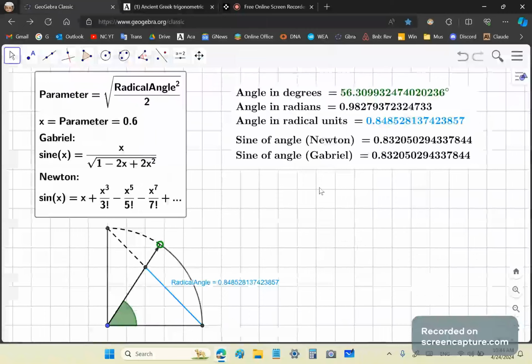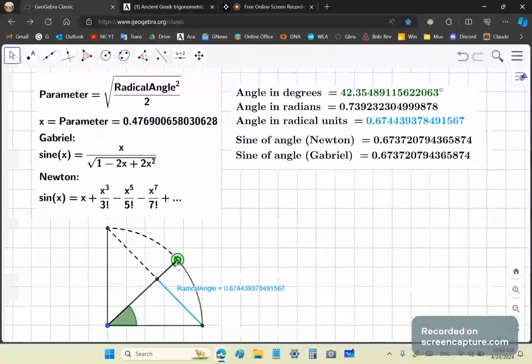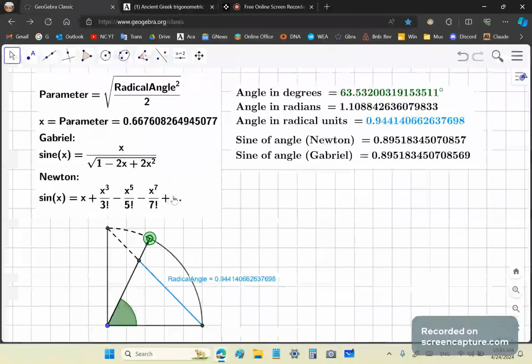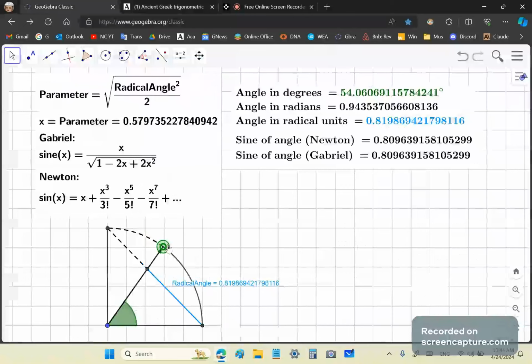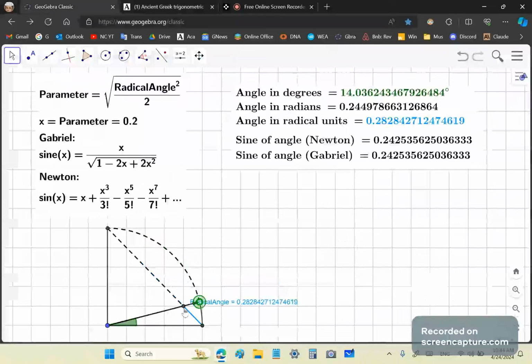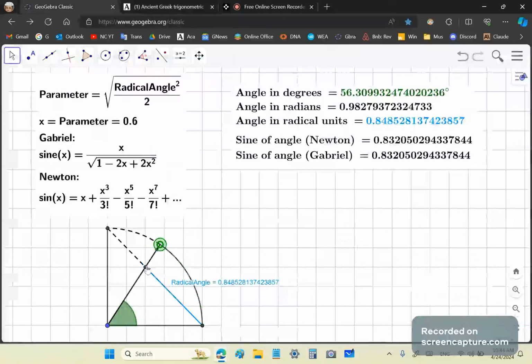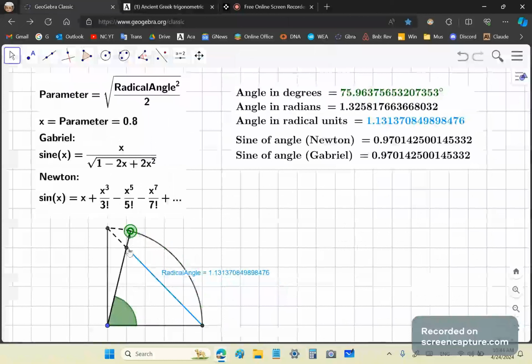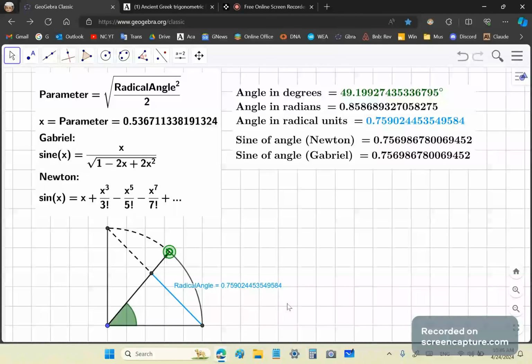But anyway, the sine of this angle here is given by these values, and notice that I get the same value that who knows how many terms you need to take in the sine series to get the same thing as the brilliant Gabriel closed form formula. So that's for approximately 24 degrees. That's for 56, etc.